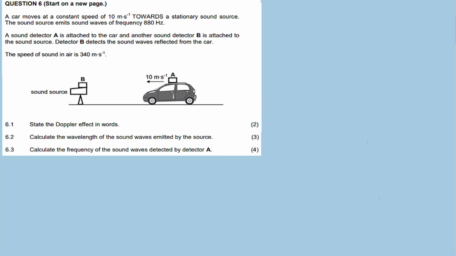In this recording, we will discuss the Doppler effect, question 6. In the description box, we will have links for other recordings for the question paper. So, Doppler effect, question 6.